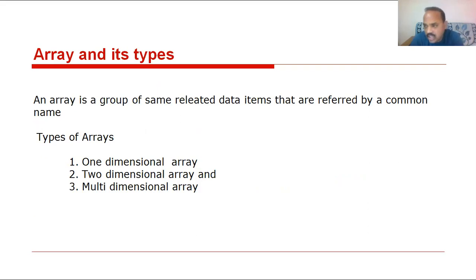Then what is a two-dimensional array? A two-dimensional array is a collection of a table of elements. Simply, a two-dimensional array means a collection of table elements. A table consists of rows and columns.